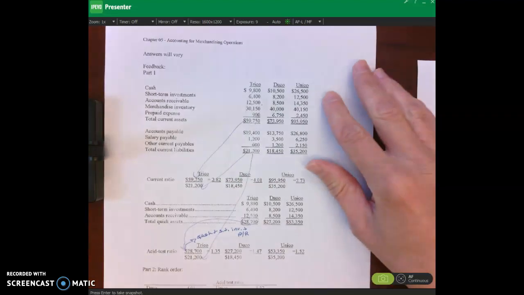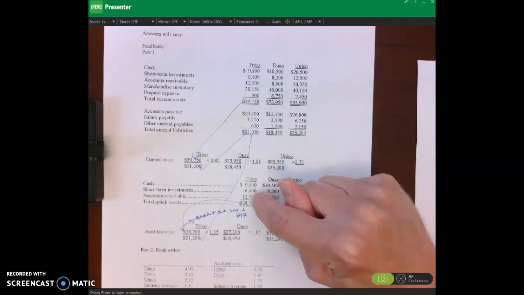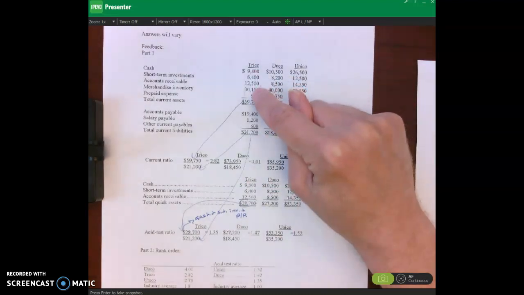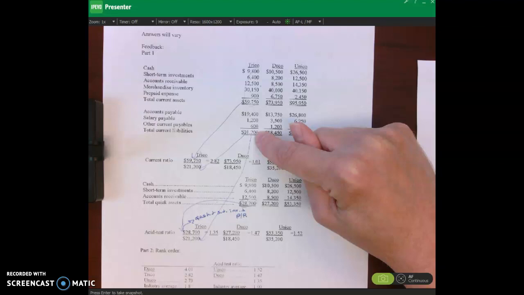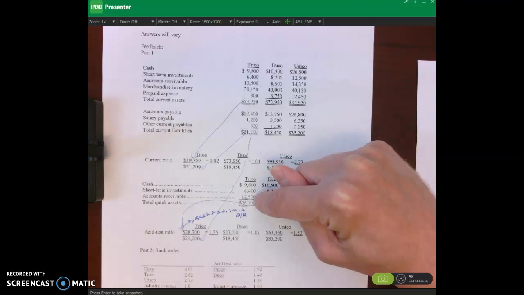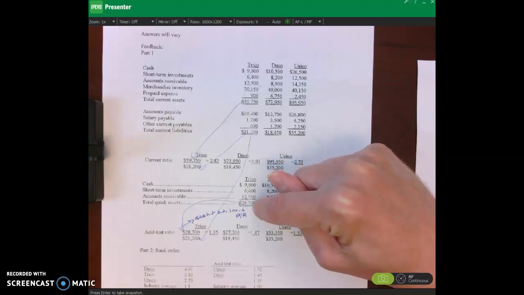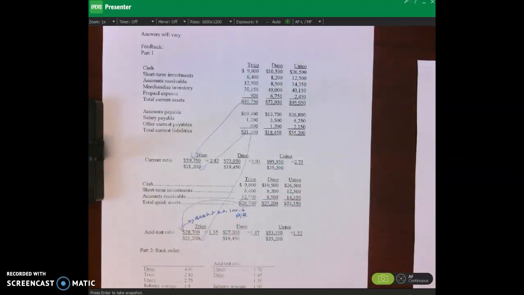All right. Now, in terms of the acid test, we only look at cash, short-term investments, and receivables. So merchandise inventory and prepaids are current assets, so they come in through the numerator for calculating the current ratio, but they are not quick assets, so they are omitted from the numerator for the quick ratio. So it's just the cash, short-term investments, and receivables. Total quick assets of $28,700. Current liabilities remain the same, $21,200. Divide the two. The acid test ratio is 1.35 for Trico.